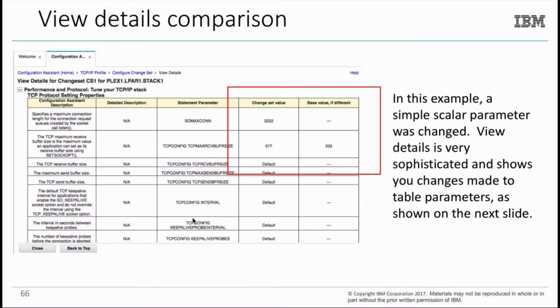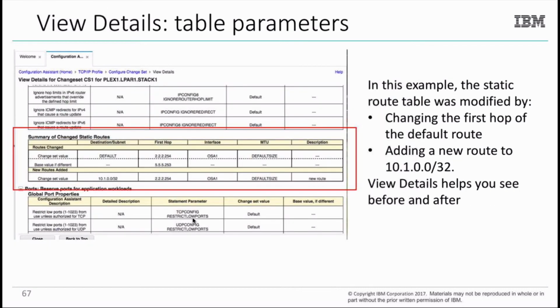On the next slide, this is a simple one. This is a scalar parameter that has a value. Table parameters are a little bit more difficult. In this example, I've changed the static routes. I didn't show you the steps, but the static routes were changed. The next hop of the default route was changed. If you look at the default route, you can see here's the change set value and the base value; it's the next hop that's changed. Also, a new route was added. It also shows you what routes were deleted. So View Details helps you see what's before and after very clearly.